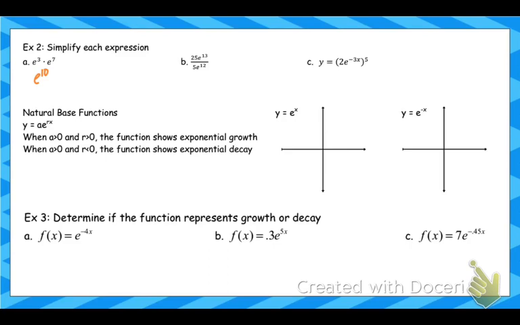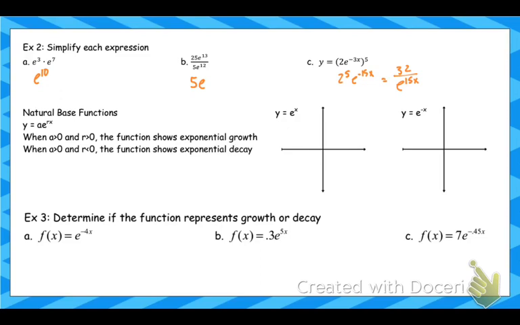All right, again here, using exponent properties, 25 divided by 5 is 5. I can subtract those exponents, so this is just 5e. On C, both of these components are going to get raised to the 5th power. And then if you remember, negative exponents move to the bottom, so 2 to the 5th is 32 over e to the 15x. So really that's just a review of your exponent properties.